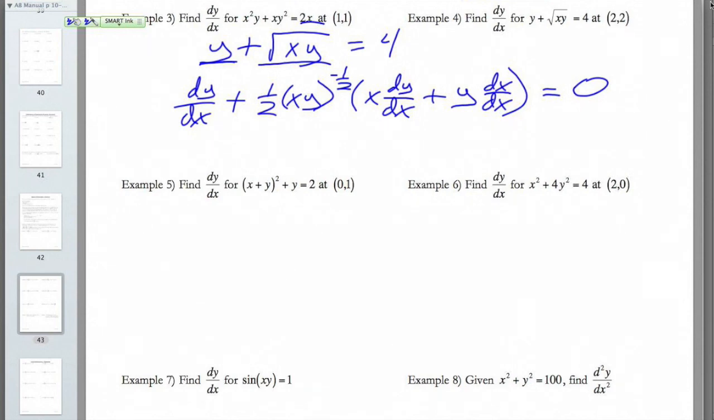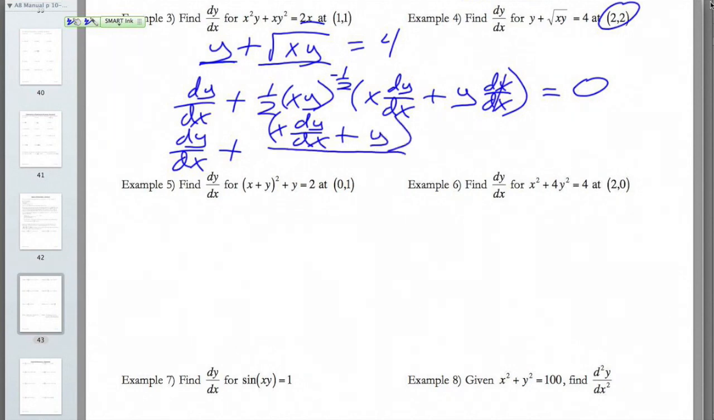All right, now before I plug in 2,2, I have to do one more thing. What do I have to do before I plug in 2,2? Take care of this negative. So I have dy over dx plus, what's going to be on the top? x dy dx plus, now this is going to reduce to 1, so that's just y. And that's over 2 square root of xy.